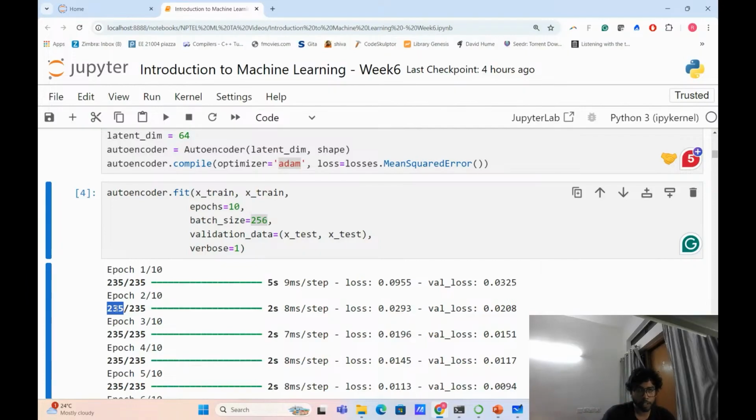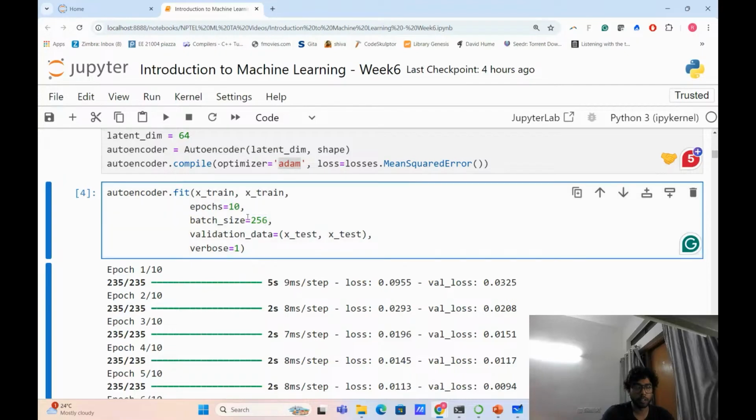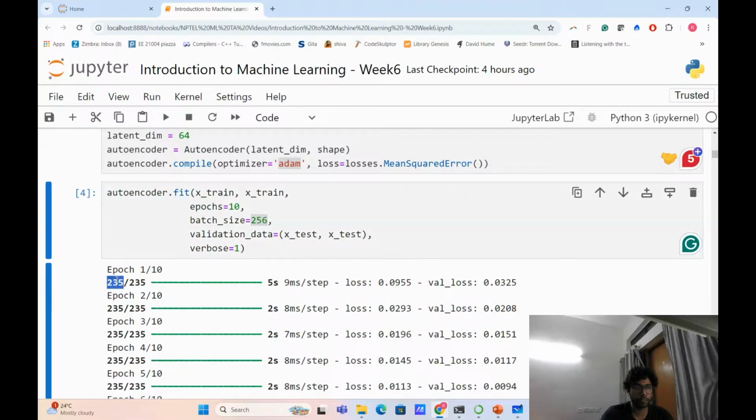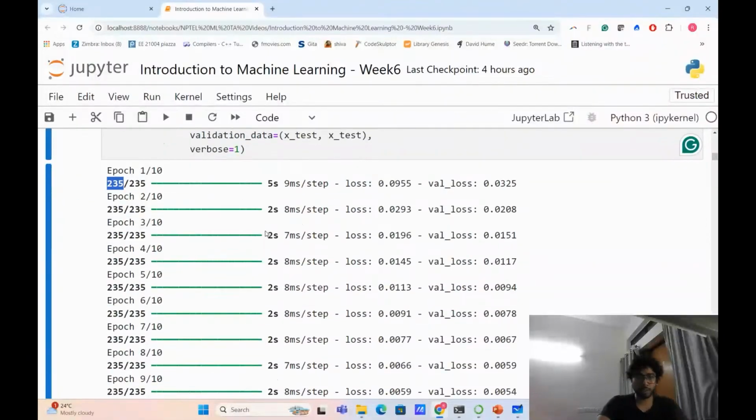Okay. So the total number of images, the total number of training examples that you have, would be 256 times 235, right? So this is the total number of images that you have, right? Okay.